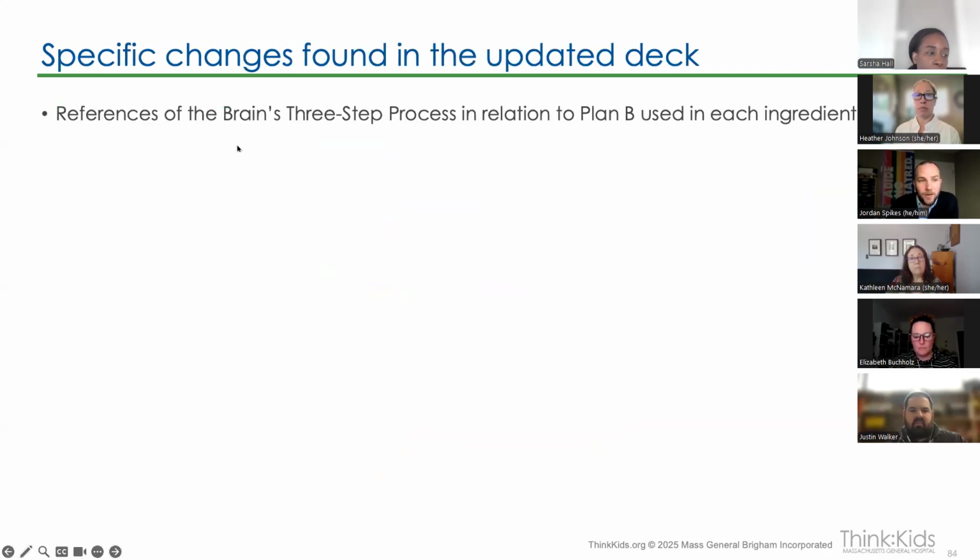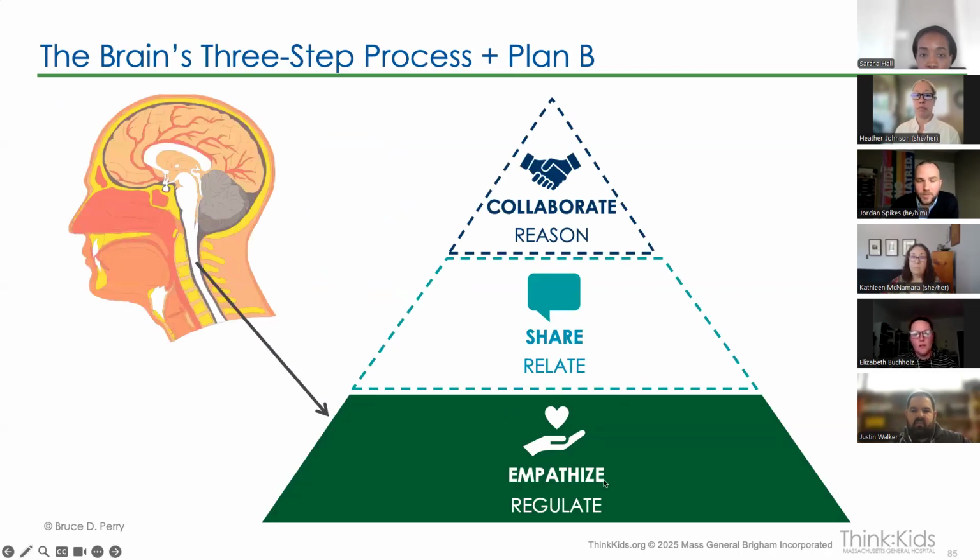So now, one of the things to know is we reference the 3-step process of the brain in each ingredient. And so we talk about it, but then when we're also going in the empathize ingredient, we show visually using this, hey, we're in this section. So it's easy for us to keep relating things to this triangle.